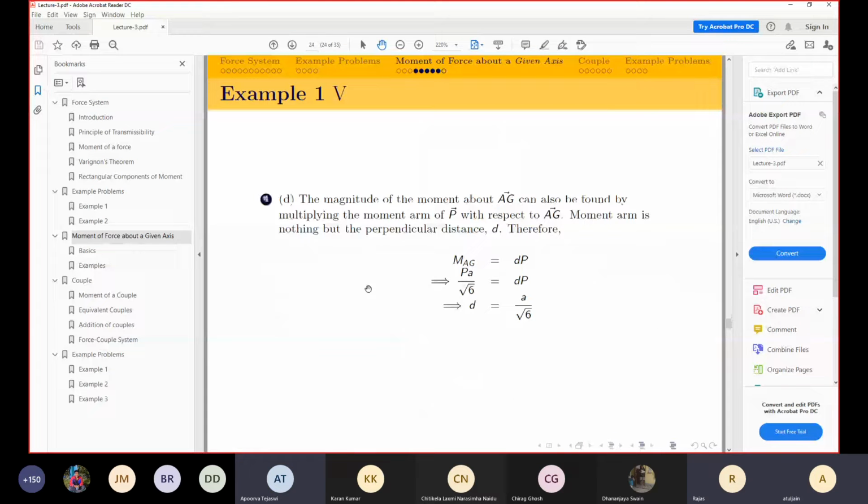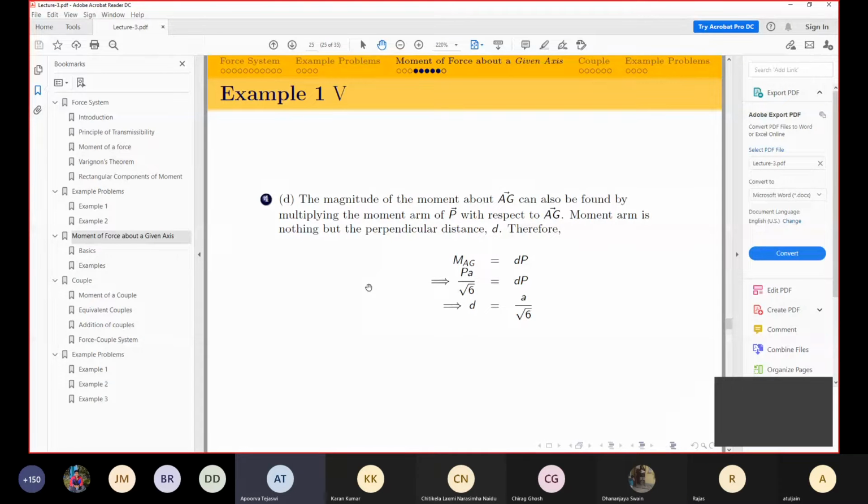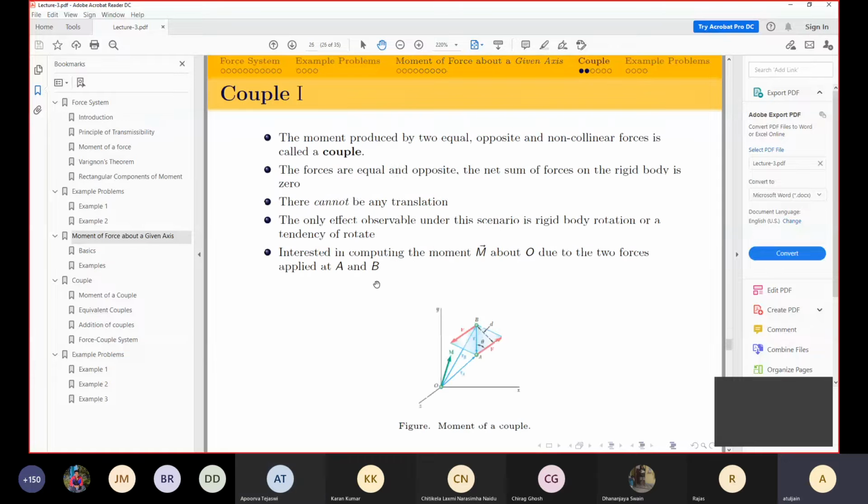Can we also find the torque about an axis, or is just moment about an axis valid? I don't know, to be honest. I can find out and I can tell you.